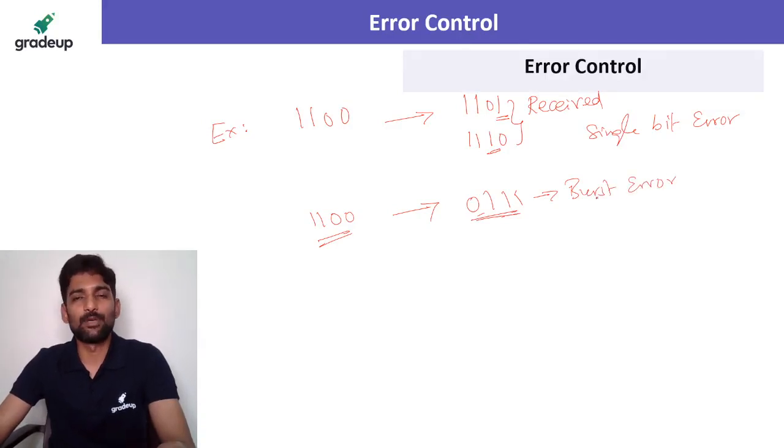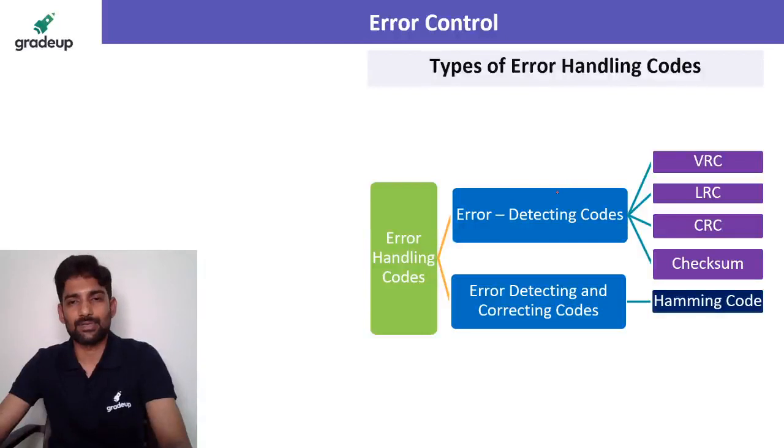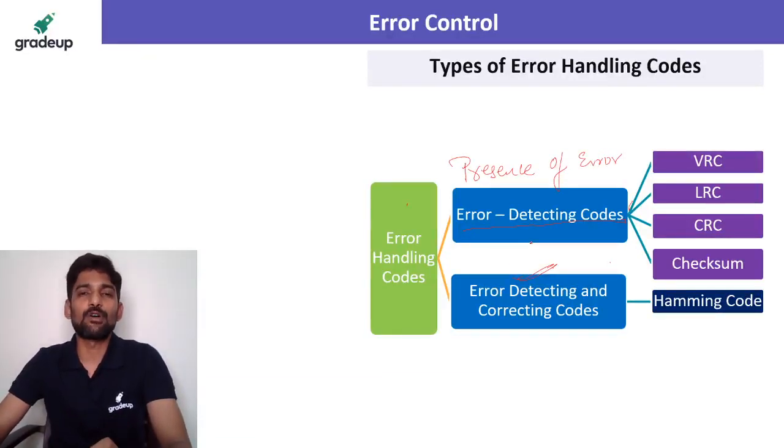So for either single bit or burst errors, to handle these errors, we have techniques which are classified into these types. The error handling codes are basically classified into two types: error detecting codes, and error detecting and correcting codes. What is the difference between them? Error detecting codes only find the presence of an error, whereas error detecting and correcting codes will find out both the presence and the position.